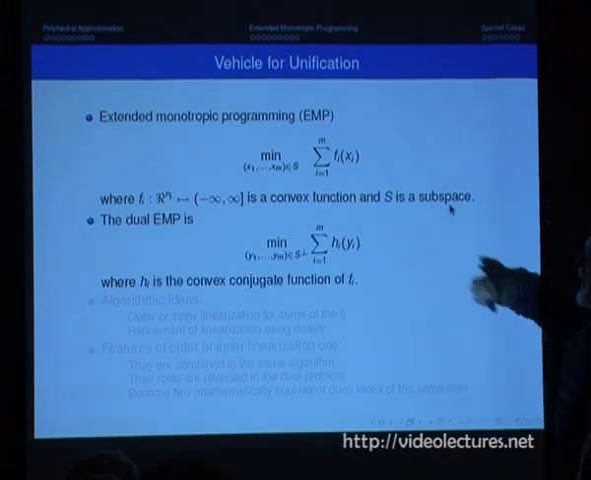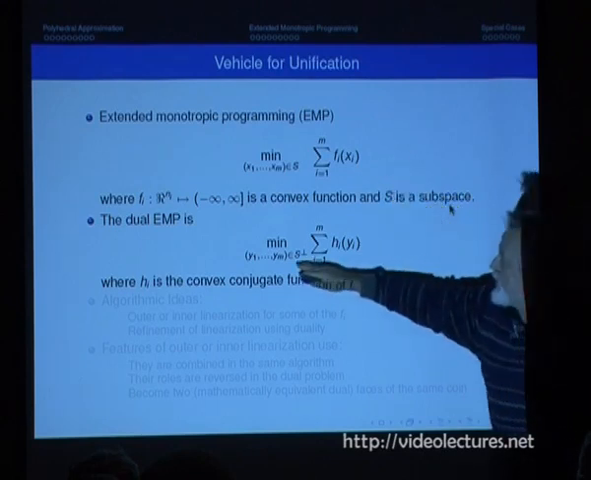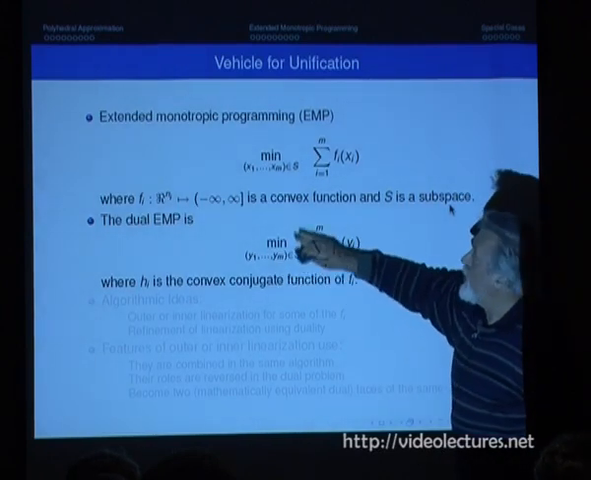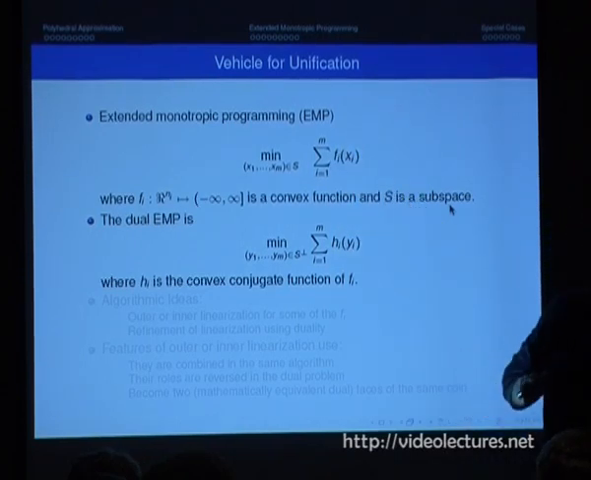Now, this problem has a dual that has the same form. It has this form here. The variables are y. The y's live in the orthogonal subspace to S, and the h's are the conjugate functions of f. So there's a full symmetry between the two dual problems, the primal and the dual.